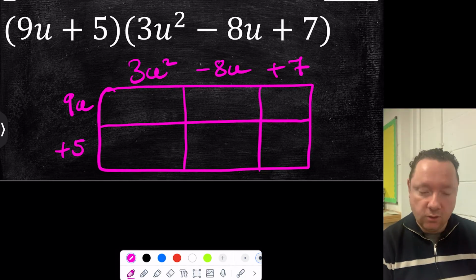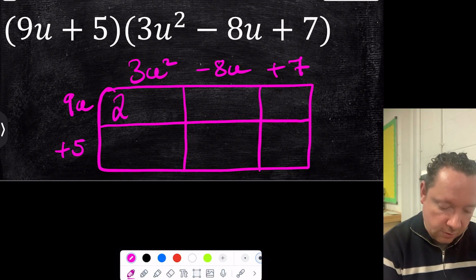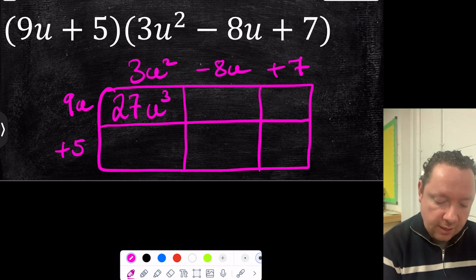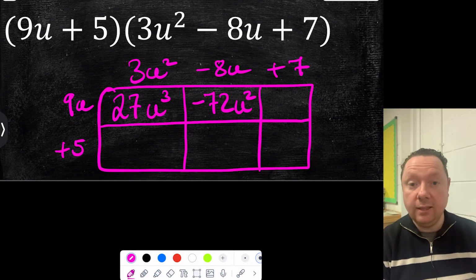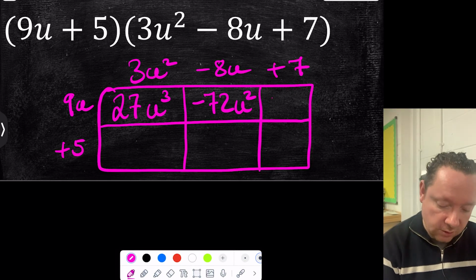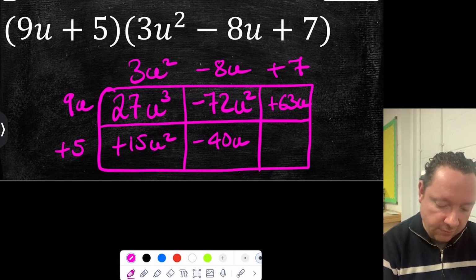So 9 times 3 is 27, so we've got 27u cubed, because u times u squared. 9 times 8 is 72, so it's minus 72. U times u is u squared. 9 times 7 is 63, so plus 63u. 5 3s is 15, so plus 15u squared. 5 8s is 40, so minus 40u. And 5 times 7 is plus 35.